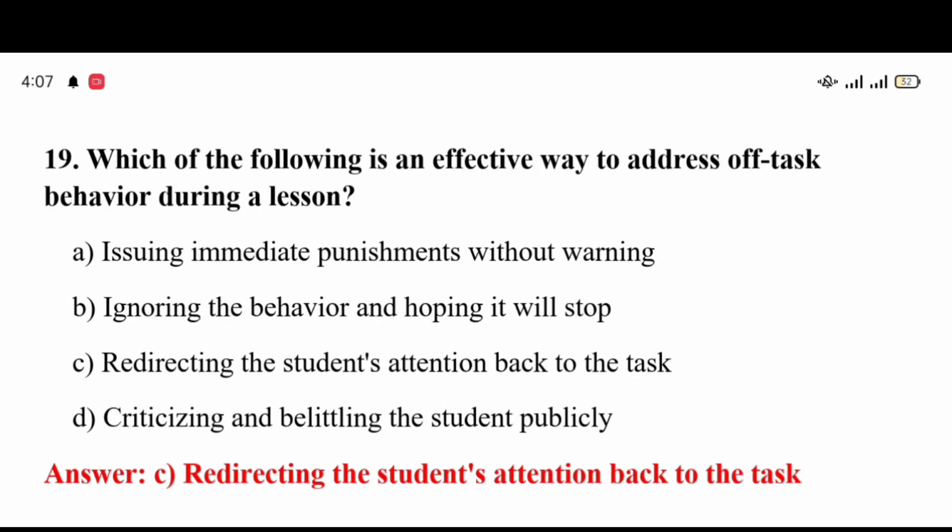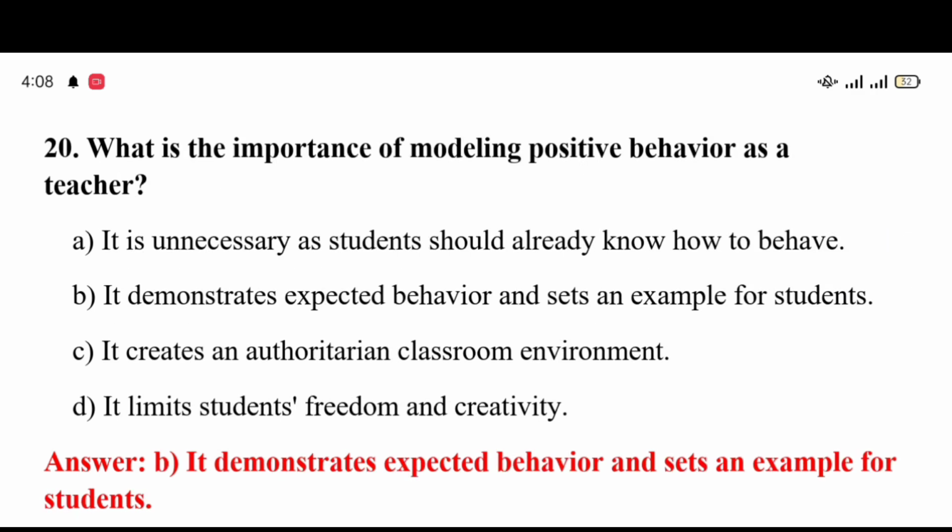Question number 19. Which of the following is an effective way to address off-task behavior during a lesson? Answer: redirecting the student's attention back to the task. Question number 20. What is the importance of modeling positive behavior as a teacher? Answer: it demonstrates expected behavior and sets an example for students.